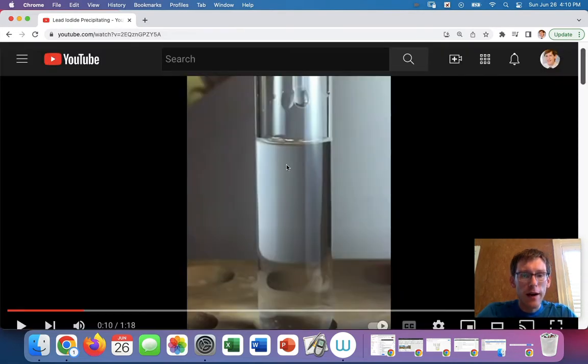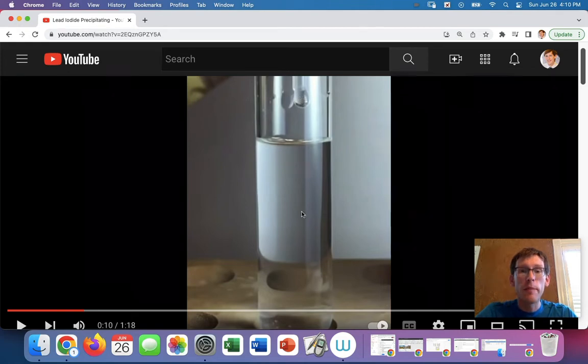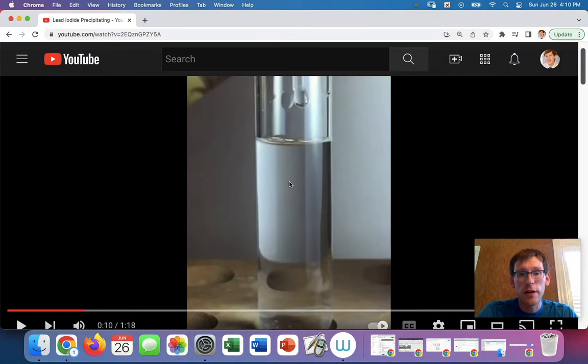So here we have a very well-filmed video of the potassium iodide solution dropping into a solution of lead-2 nitrate. And at this point, it really just looks like water and water, but both have dissolved solids in them. And here's what happens when they combine.